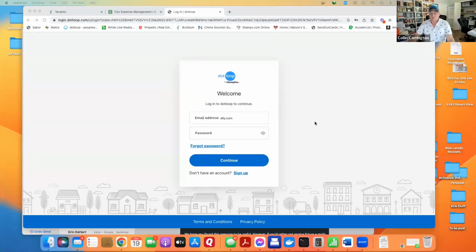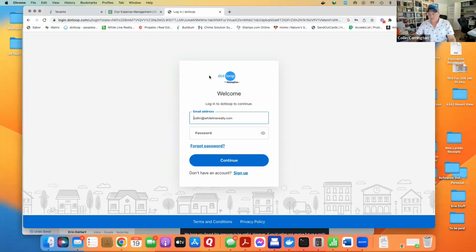So what I'm going to do first and foremost is share my screen, and we are going to do this all together as one big happy. I'm going to move that over here. Can y'all see my Dotloop screen right now? Beautiful. All right, ladies and gentlemen, 1 to 4 family contract from the very, very beginning.